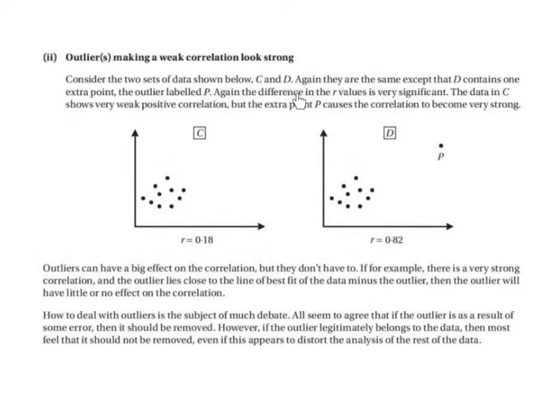Again, the difference in the R values is very significant. So the difference in the correlation coefficient is very different. So we can see R is equal to 0.18 for set C. So it's close enough to 0, so there's very, very little correlation. Whereas for set D, R is equal to 0.82. So it's much closer to 1. So this is showing a very strong correlation.